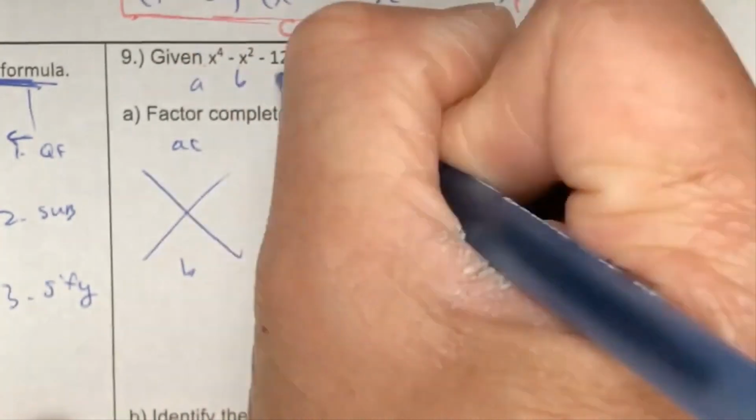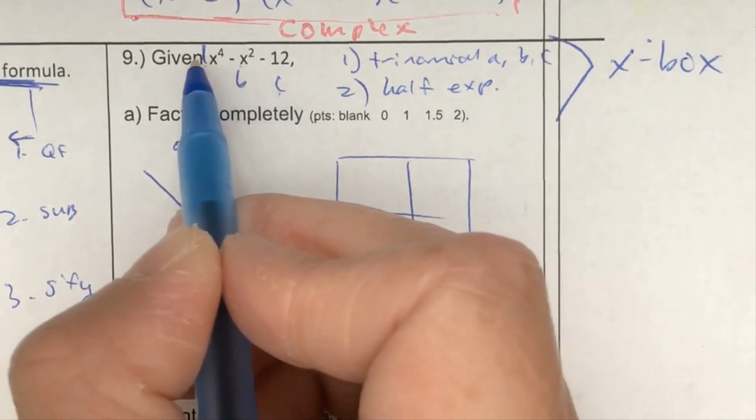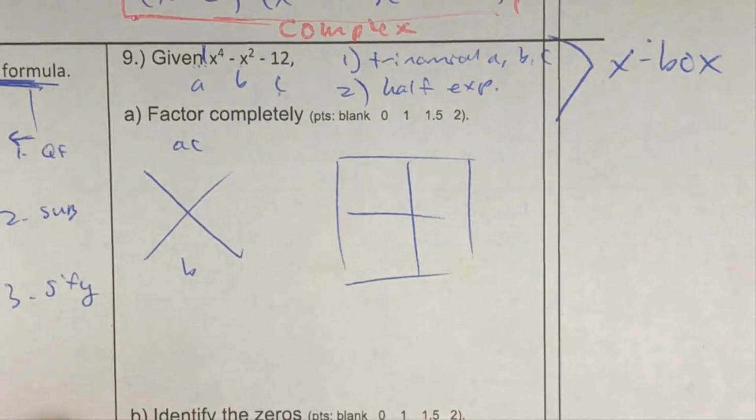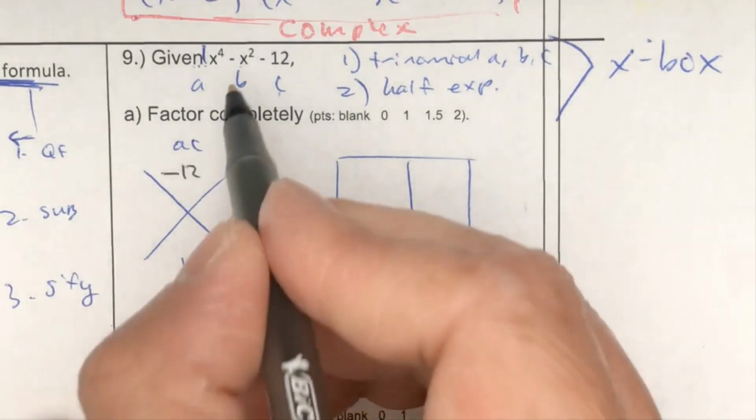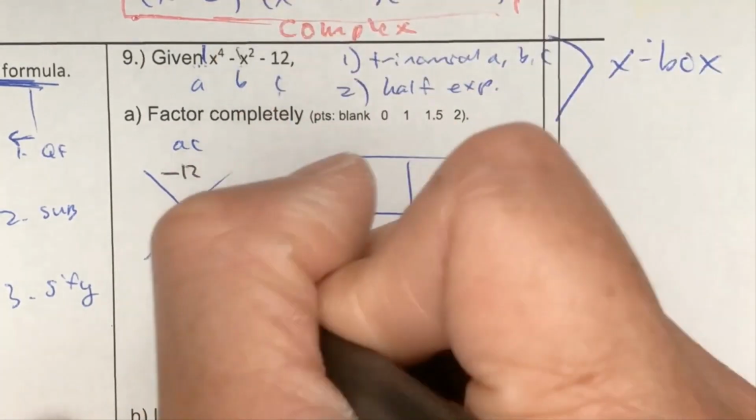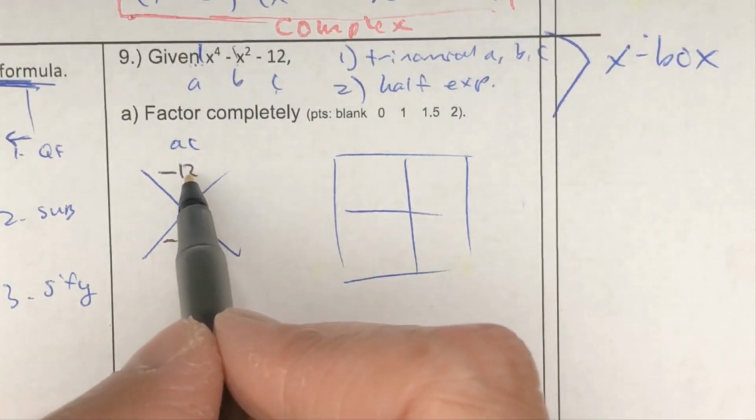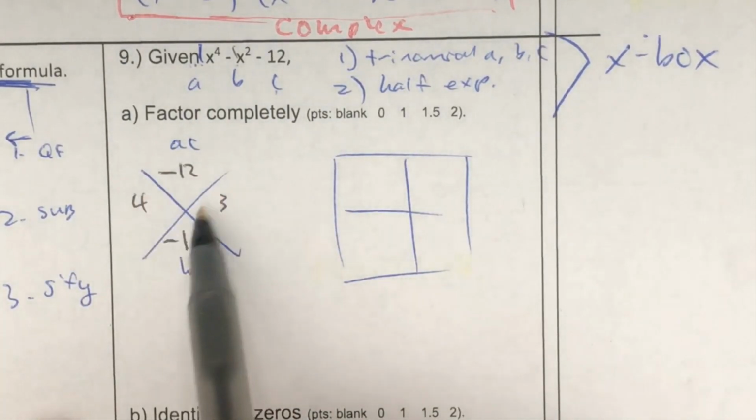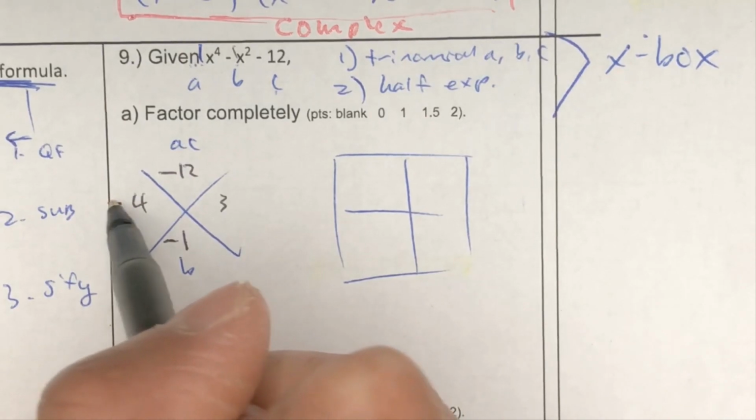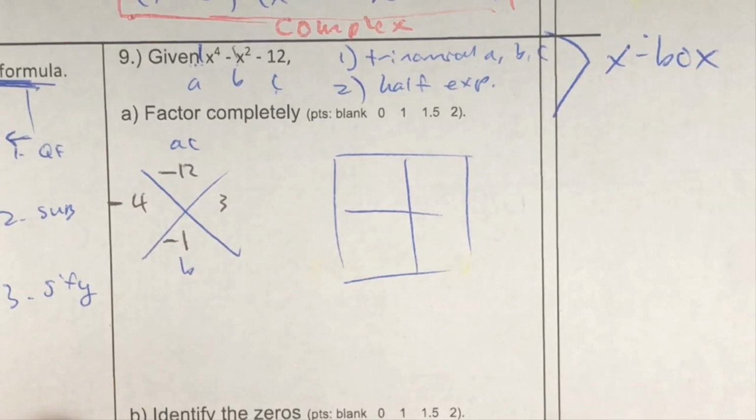Your A, B, and C, your A value is 1, so A times C, 1 times negative 12, is going to be negative 12. And then my B value is going to be negative 1. Two numbers that multiply to be negative 12 are 4 and 3. And they need to add to be negative 1. So negative 4 times 3 is negative 12. Add those together, you get negative 1.